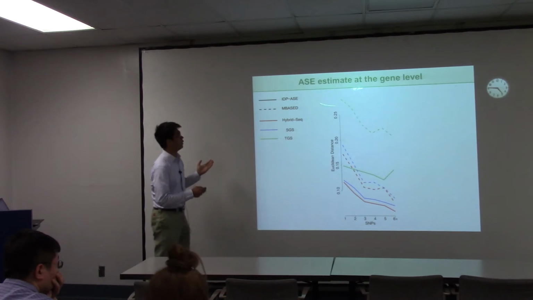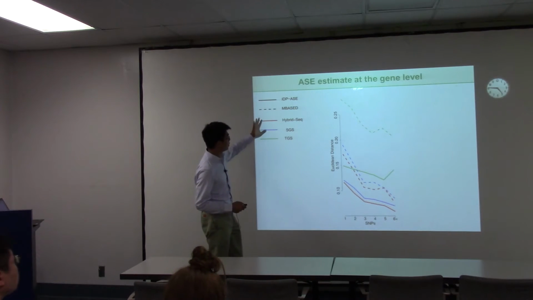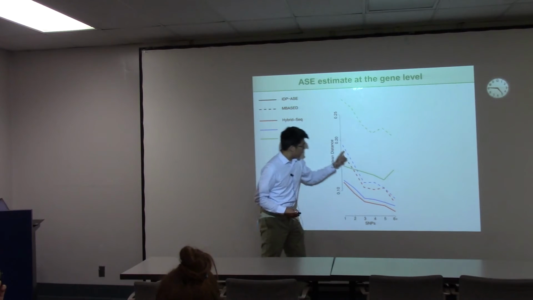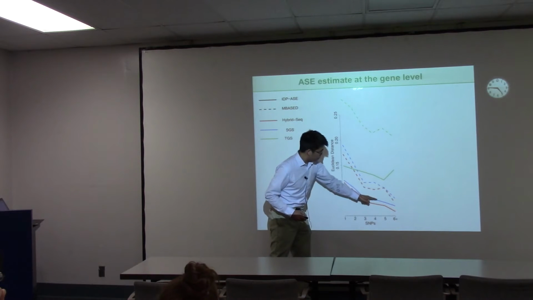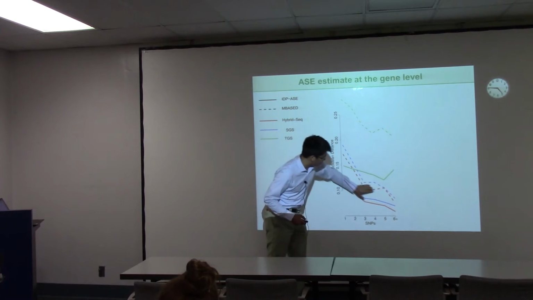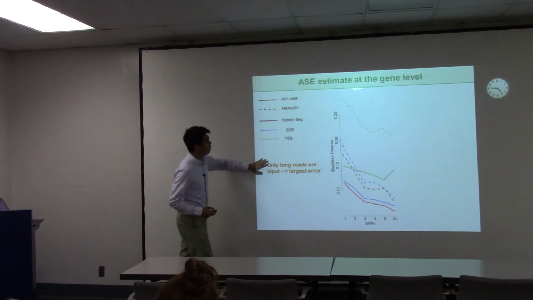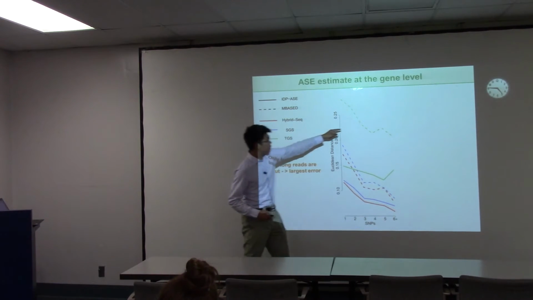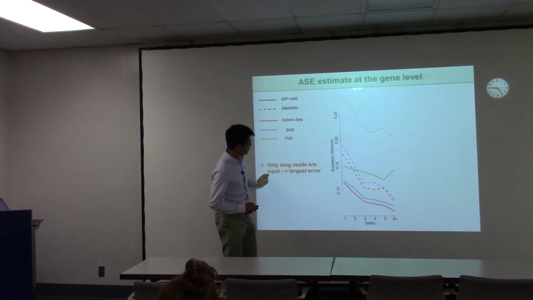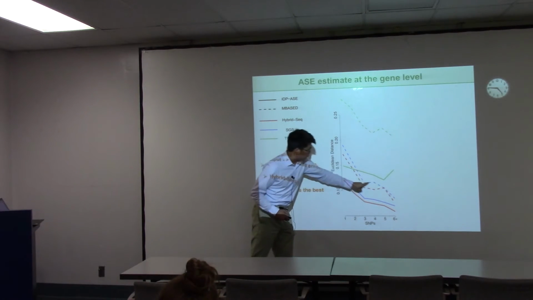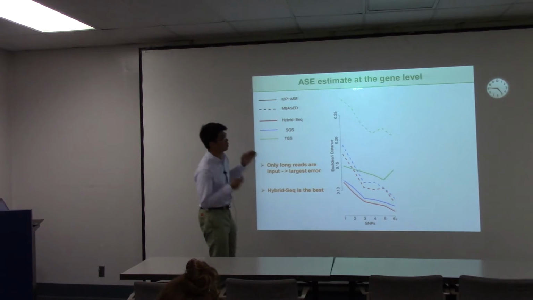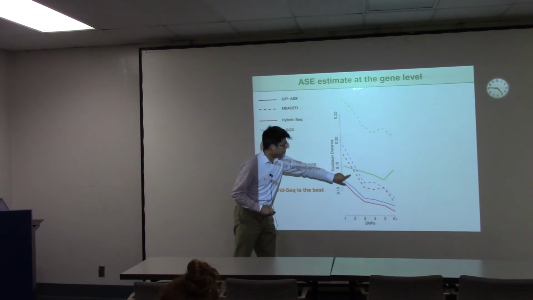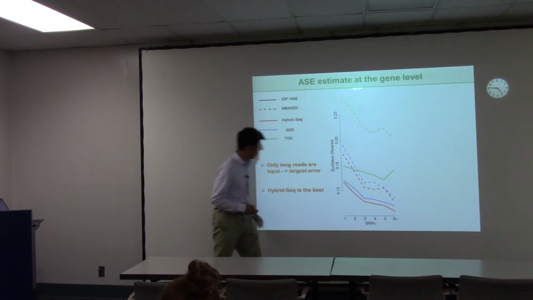In terms of quantification performance, we compare the results using the long-read data, the green color, the short-read data, the blue color, and also the hybrid data. We find that the long-read only data gives you the worst, the highest error. The second best is the short-read data only. As I mentioned, long reads are not very good for quantitative analysis, but short reads are good. And when we have the hybrid data, we have the best.